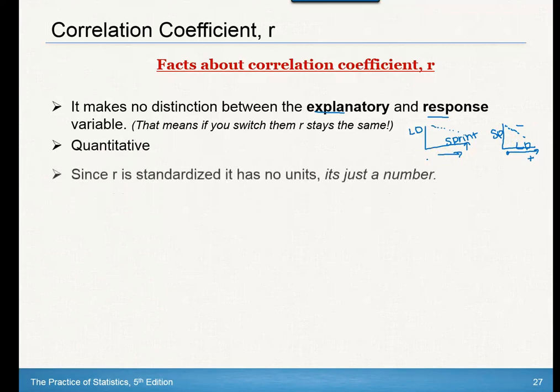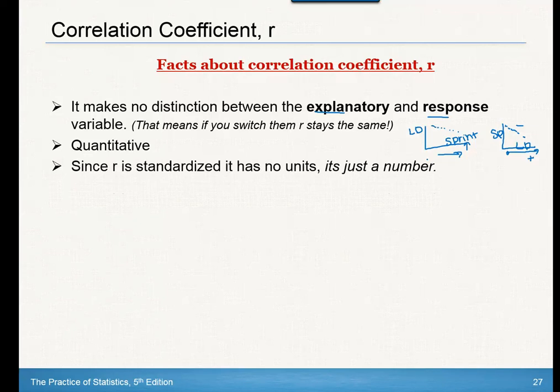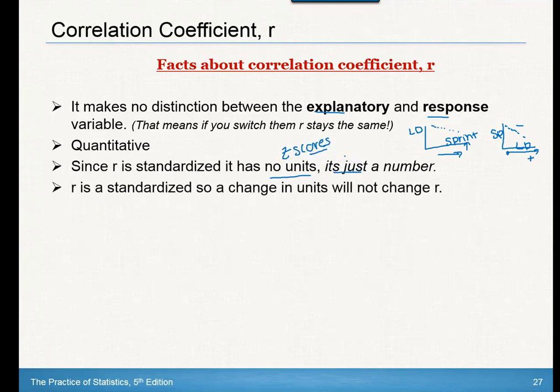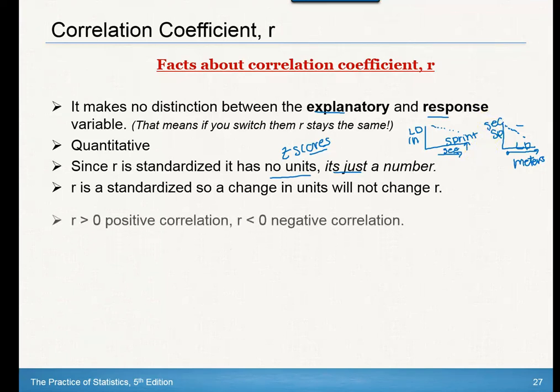It's quantitative, so that means, remember, we can do math with it, take an average. Okay, R is standardized. It has no units. Remember, we said that R was basically like the same thing as a bunch of z-scores, all right? So it has no units. It's just a number we use, okay? So if you change the units, it's not going to change R. So let's say that this sprint was in seconds, and then the long distance jump was in inches. If we change the long distance to meters and leave the sprint time as seconds, it will still stay exactly the same.